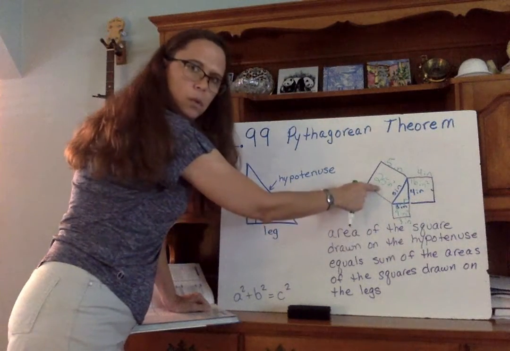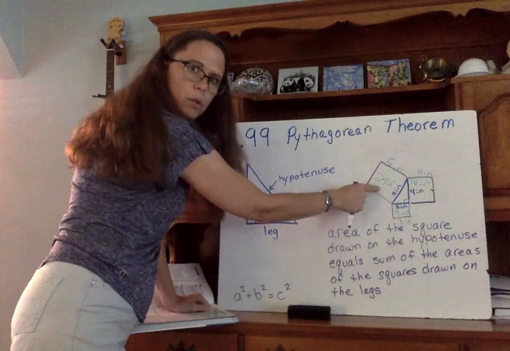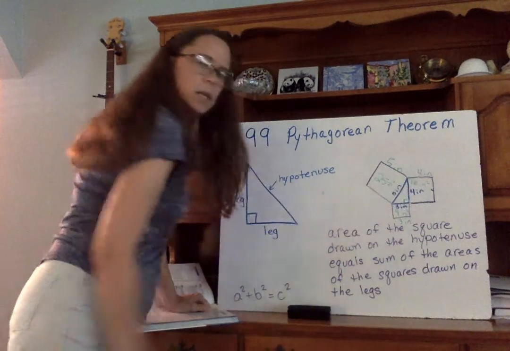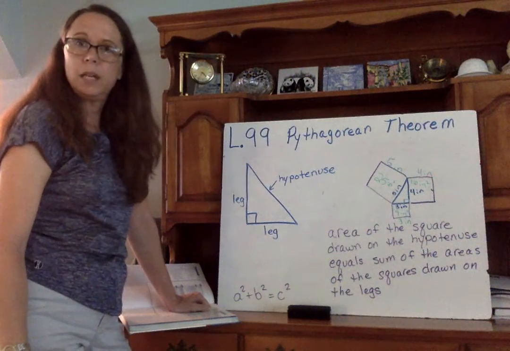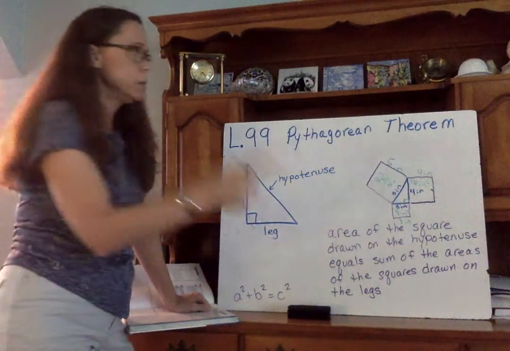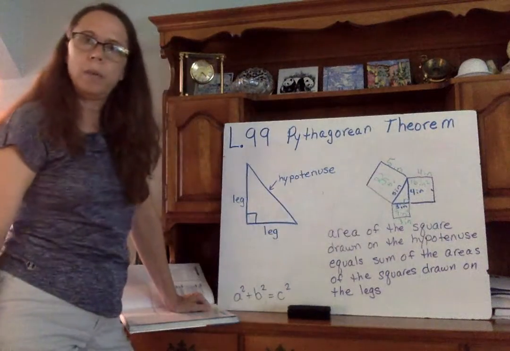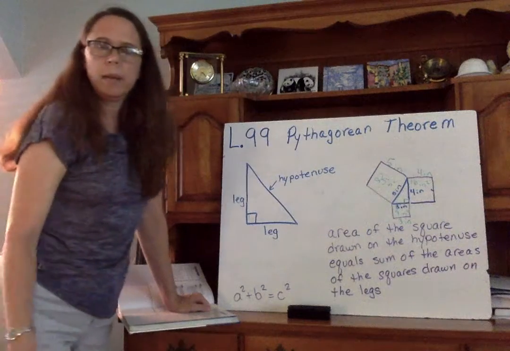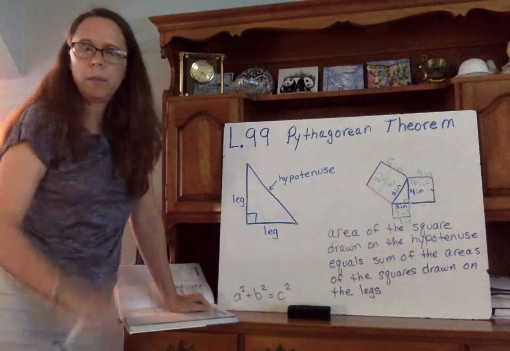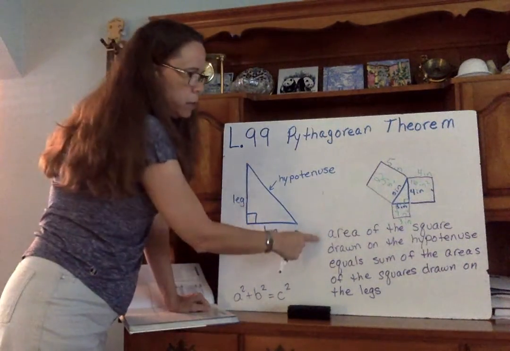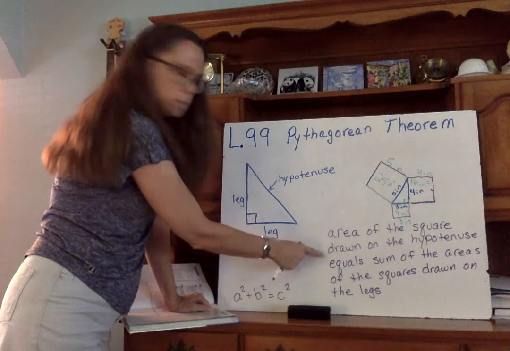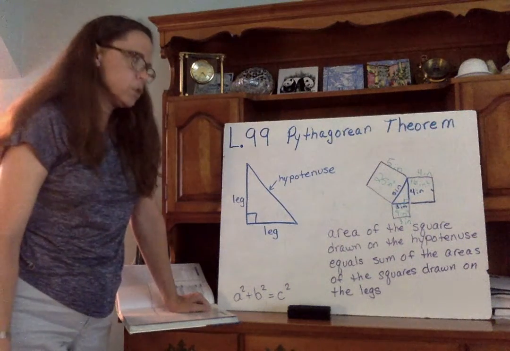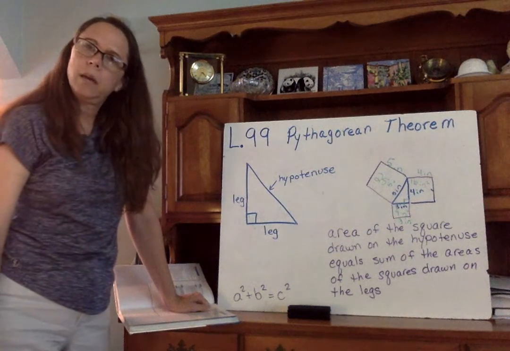So let's think about this. My area of the square drawn off the hypotenuse is 25 inches square. The area of this one's 9 inches, 16 inches. If I add 16 and 9, I get 25 inches square, okay? Which is equal to the square that I've drawn off the hypotenuse, okay? So this is the neat thing about right triangles and the neat thing about the Pythagorean theorem. The area of the square drawn on the hypotenuse is equal to the sum of the areas of the squares drawn on the legs, okay?